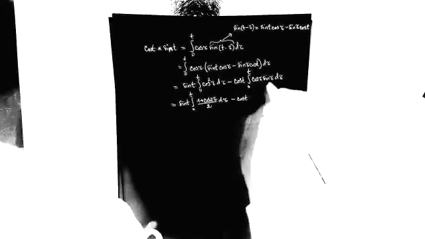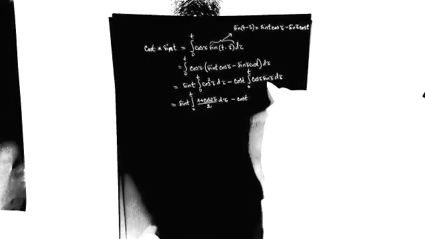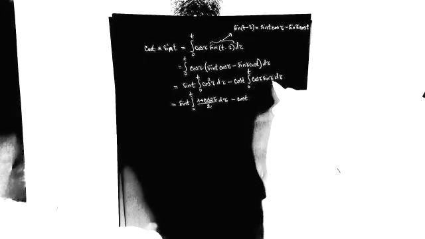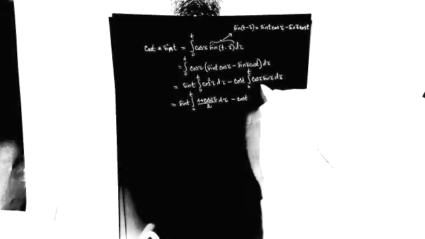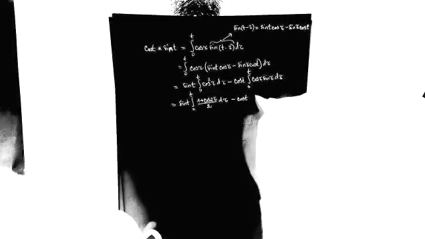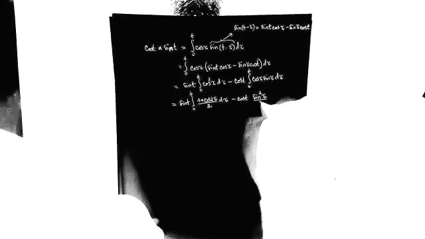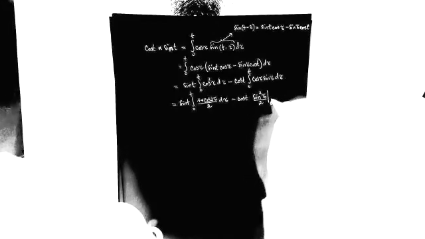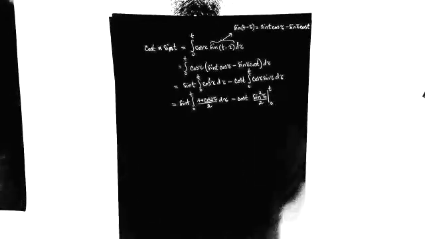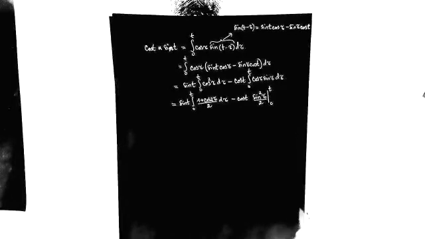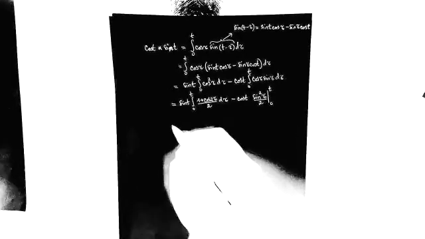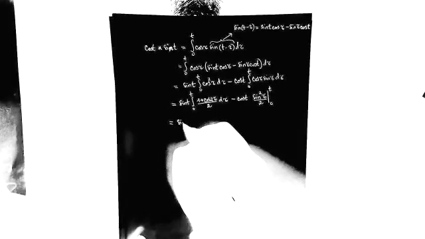Minus cosine t. And the integral of cosine times sine, in this case, is going to be sine squared tau over 2. Plug in 0, then t. And this is sine of t.